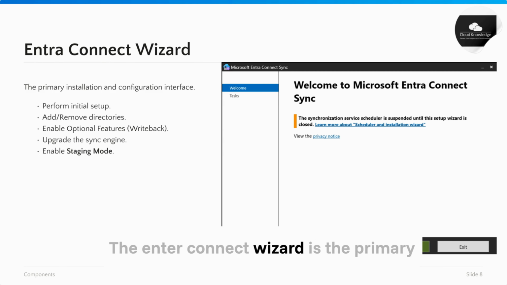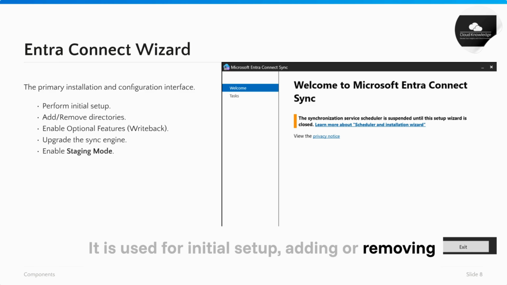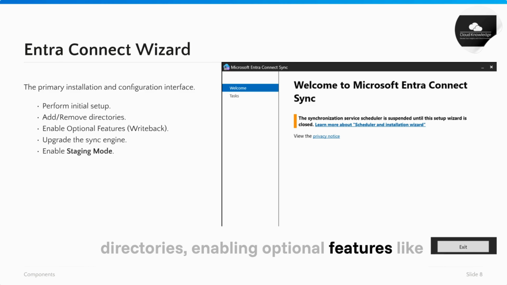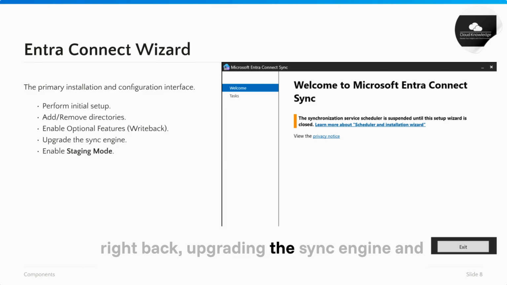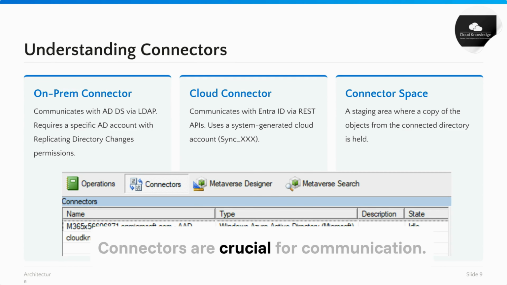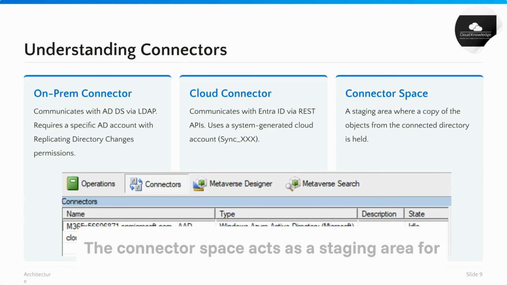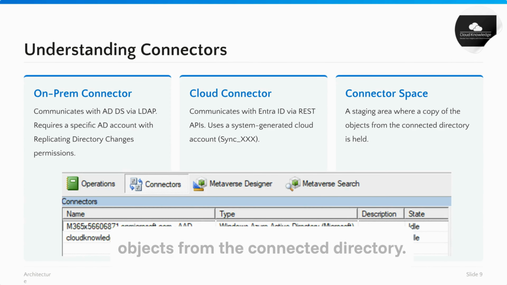The Entra Connect wizard is the primary interface for installation and configuration. It is used for initial setup, adding or removing directories, enabling optional features like writeback, upgrading the sync engine, and enabling staging mode. Connectors are crucial for communication. The on-prem connector uses LDAP to talk with Active Directory, and the cloud connector uses REST APIs for Entra ID. The connector space acts as a staging area for objects from the connected directory.